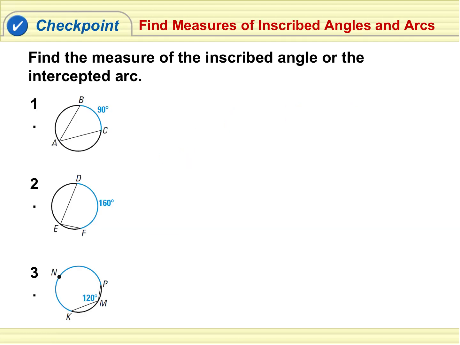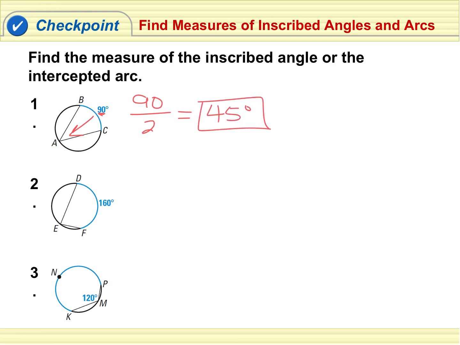You need to decide, did it give you the arc or did it give you the angle? On number 1, did it give you the arc or the angle? Arc. Gave us the arc. Divide by 2. Really, you need to think, did it give you a central angle or an inscribed angle? Inscribed. Why is it inscribed? It's on the circle, it's not in the center. Okay? So if I'm going from the arc back to the angle, what do I do? Divide by 2. 90 divided by 2 to give me 45.